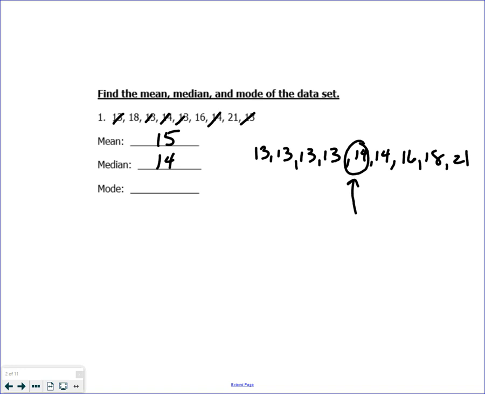And then the number that occurs most often, remember when we just did that data set, we saw there was 13 that happened 4 times. So that is the mode.